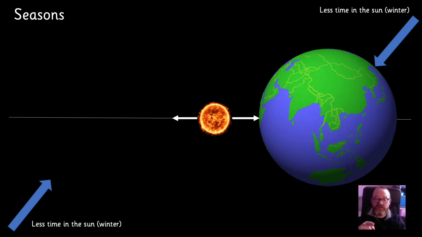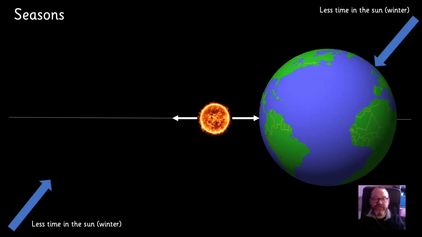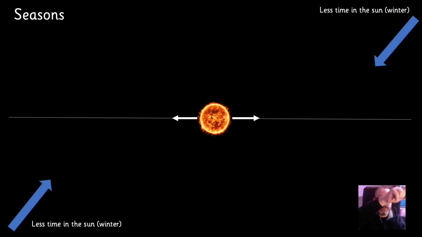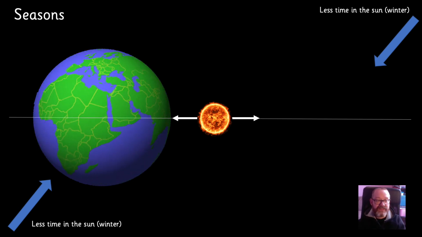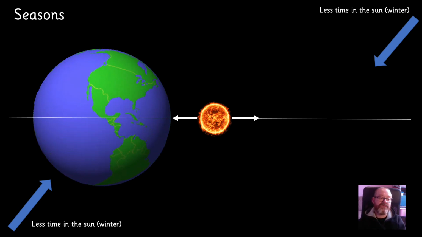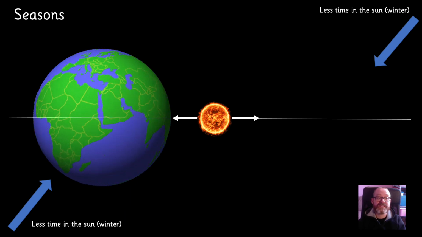Now, when the Earth orbits the sun at a different time of the year, the Earth will be on the other side of the sun. It will have made an orbit around the sun. And now this part of the Earth will be spending less time in the sun, and so it will be winter there. And that's why it's winter in the southern hemisphere, in places like Australia or Argentina, when it's summer in the northern hemisphere, in places like Bristol and the rest of Europe.